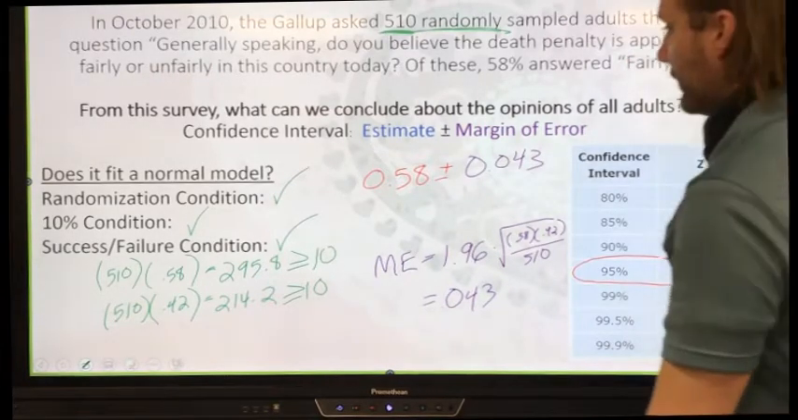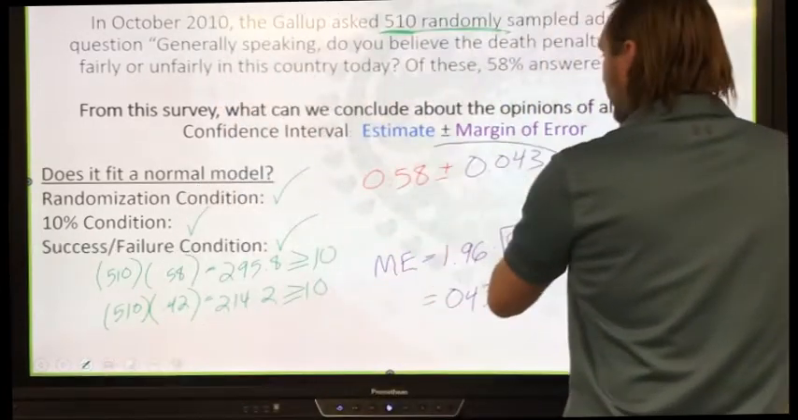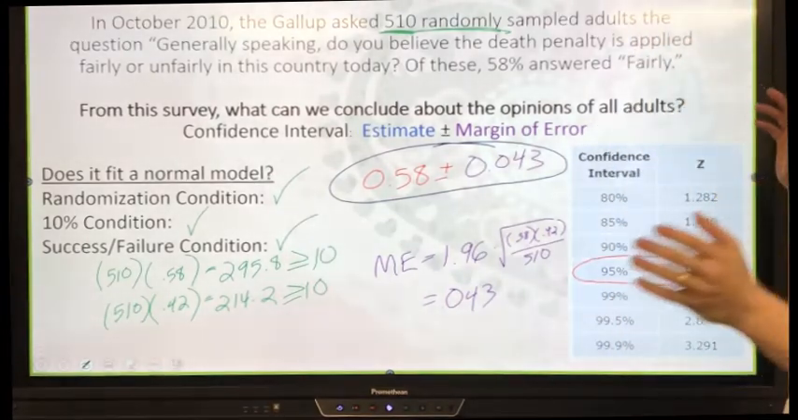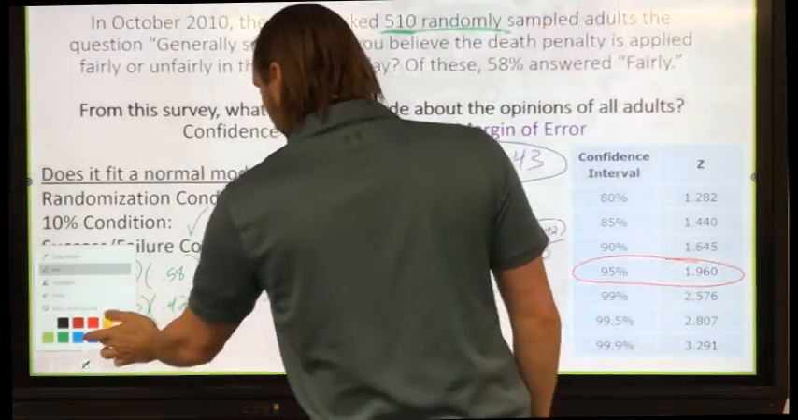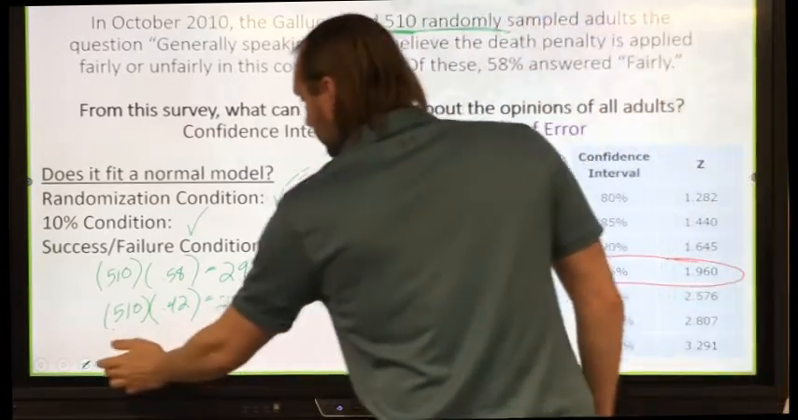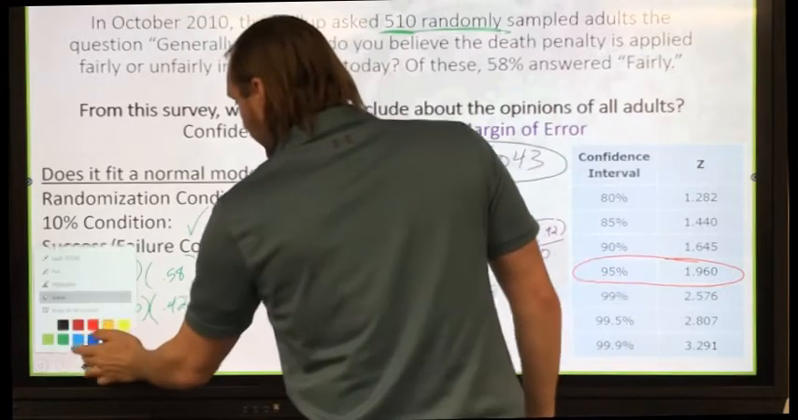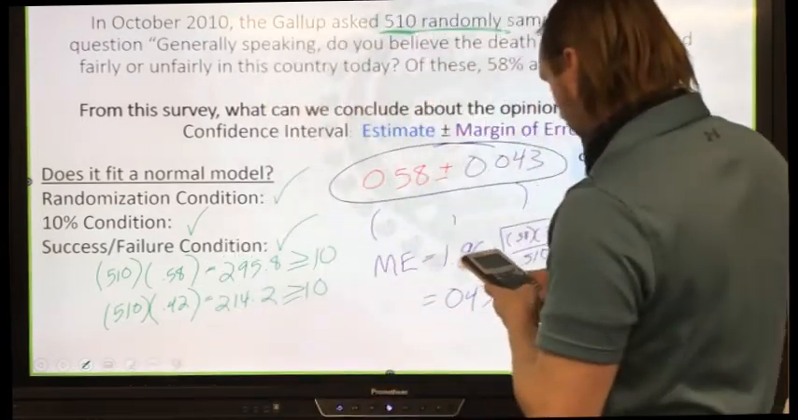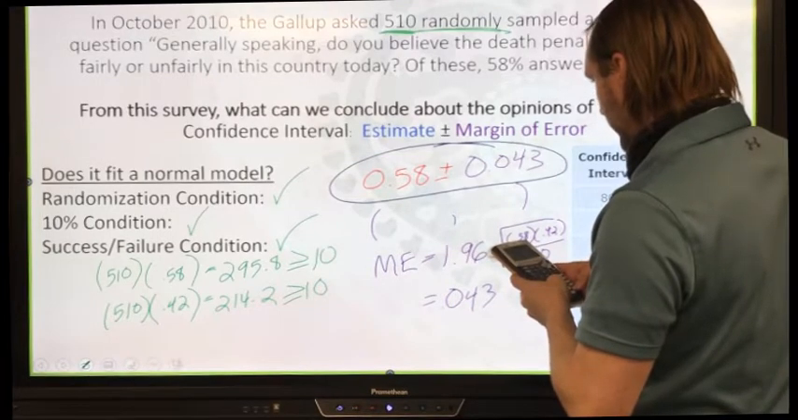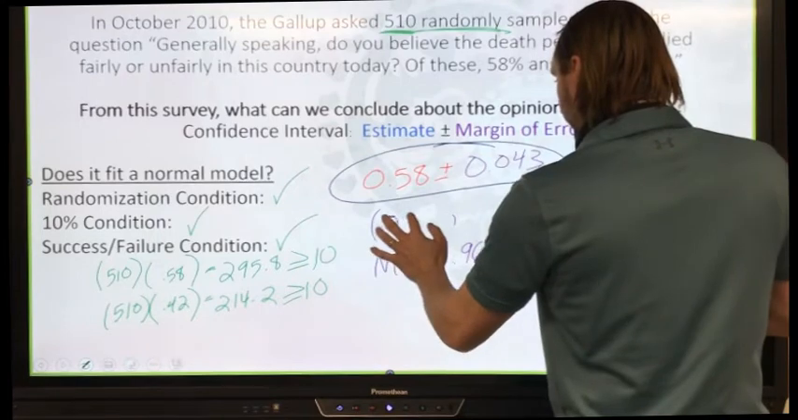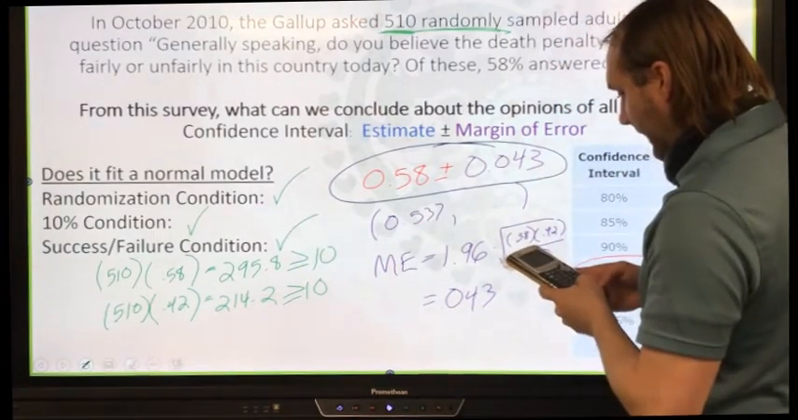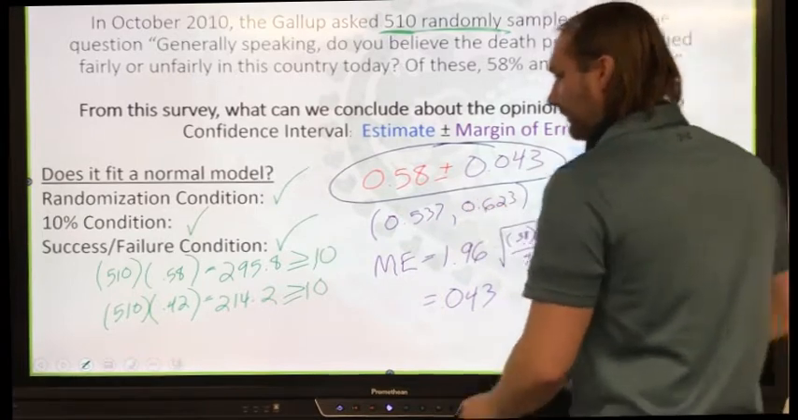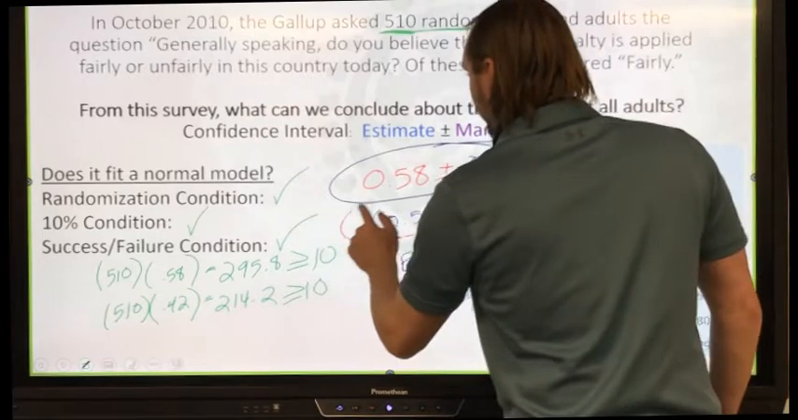Another way to write the margin of error is as a confidence interval. So here's one way: your estimate plus or minus the margin of error. Another way is to give the range, and you would write that in what's called, if you remember from math, interval notation. So it's going from the lowest value to the highest value. I would take 0.58 and subtract 0.043. I get 0.537. Then I would take 0.58 and add 0.043. And I get 0.623. Just another way to represent the confidence interval.